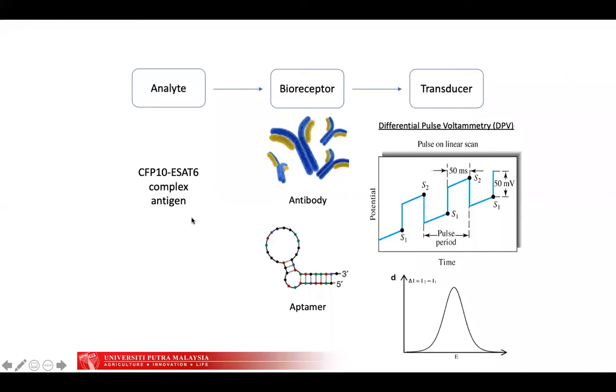So in our work, we are trying to detect the antigen CFP10 ESAT6 complex, secreted by TB infected patients in their sputum. The bioreceptors that we use are antibody and aptamer that are selective towards the CFP10 ESAT6. And we are developing an electrochemical based biosensor for this TB detection.